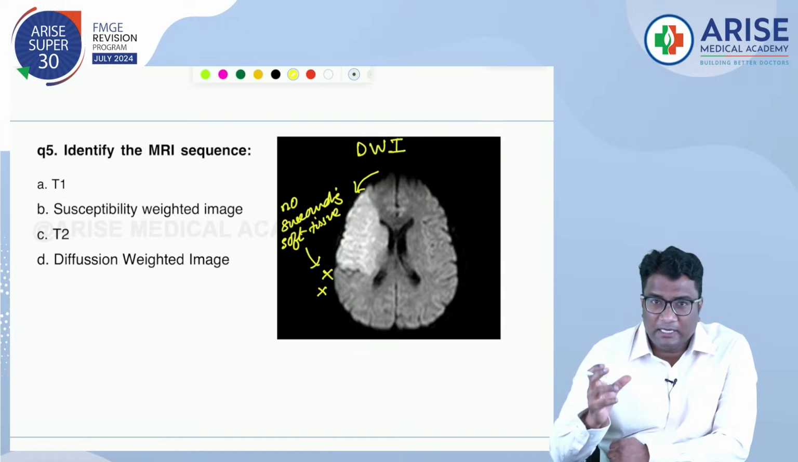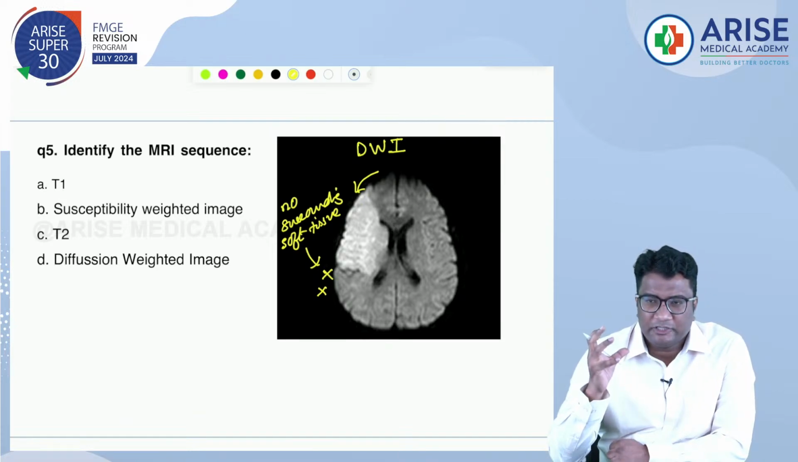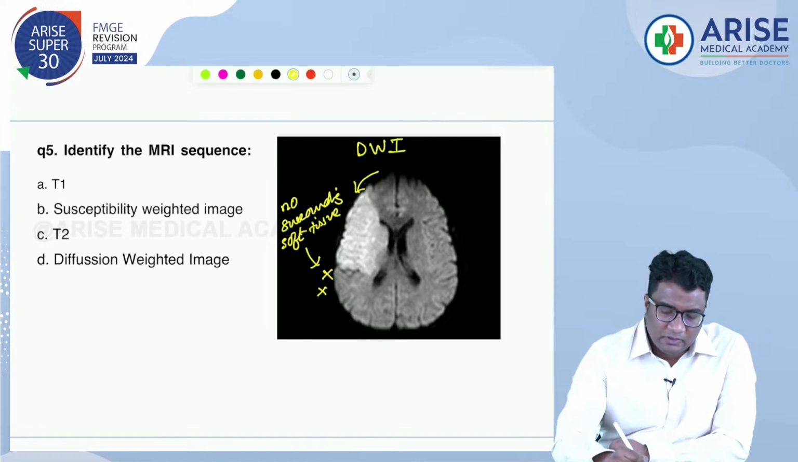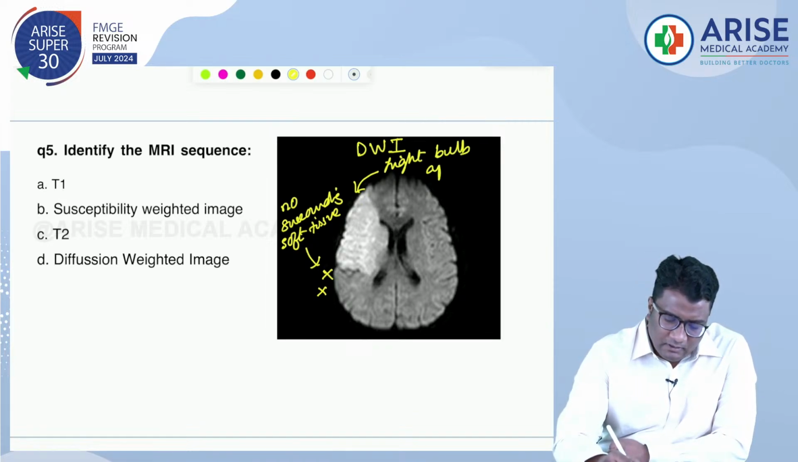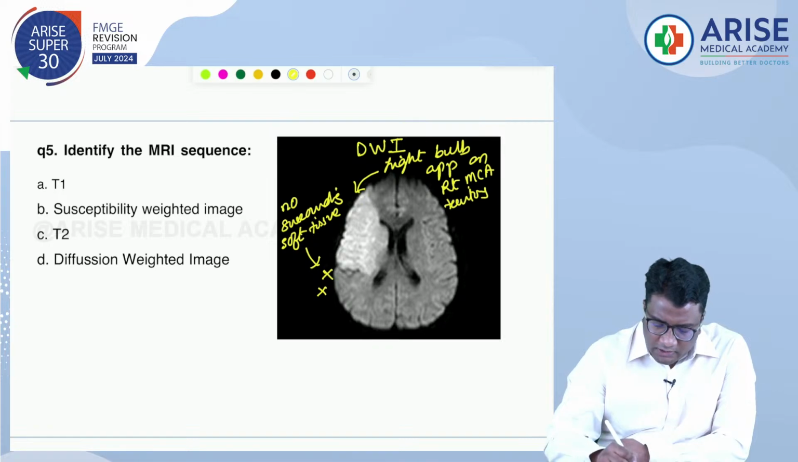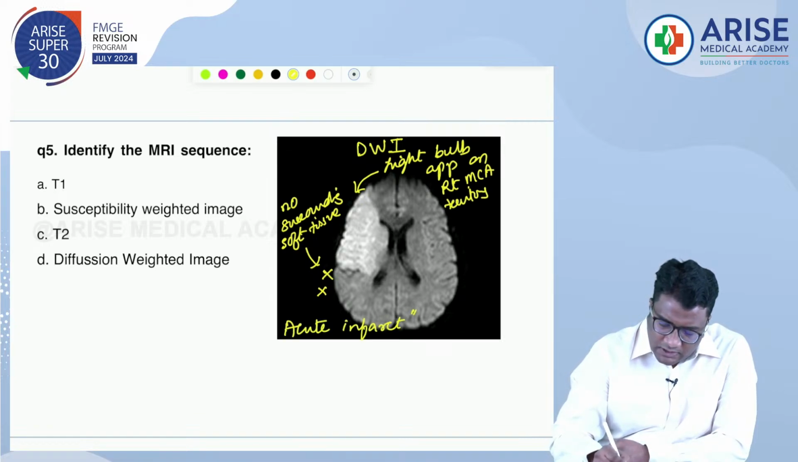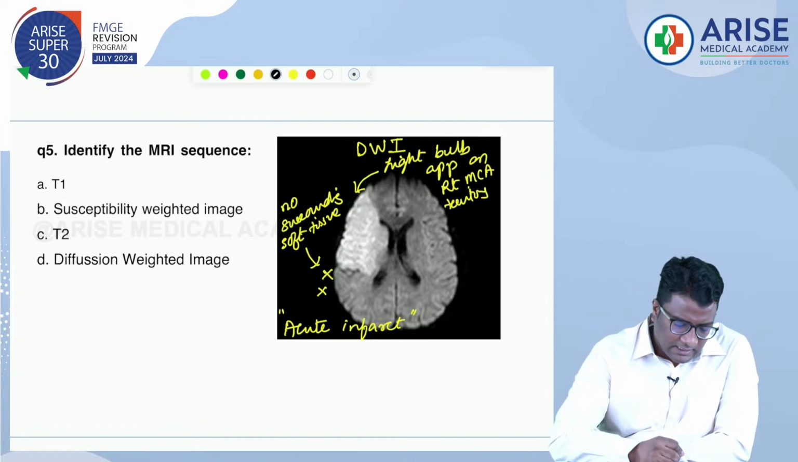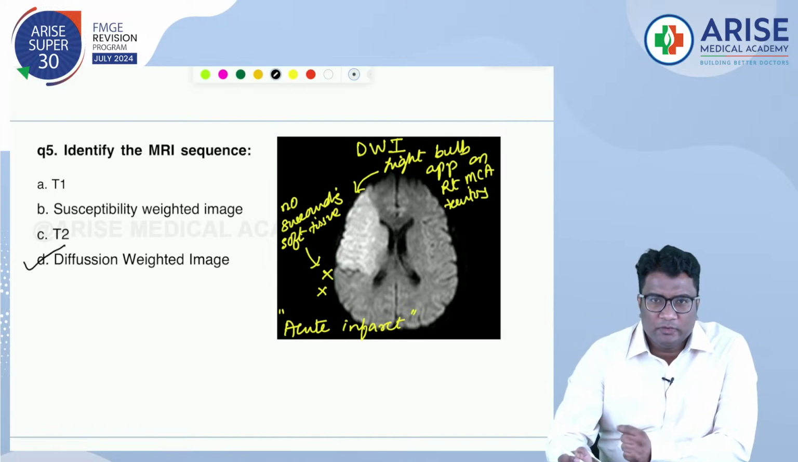This is showing a light bulb appearance, right? A shiny bright appearance, a bright signal in the right MCA territory. So you're seeing a light bulb appearance on right MCA territory. And what does light bulb appearance suggest? This is suggestive of acute infarction. This is acute infarct. The most sensitive investigation to look at acute infarct is a diffusion weighted MRI. So this is a classic diffusion weighted MRI. The diffusion weighted MRI will not show you the surrounding soft tissue.